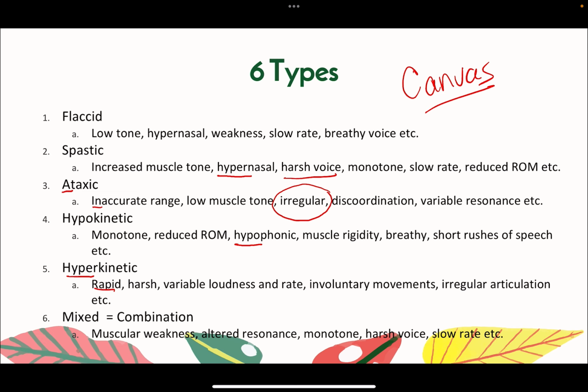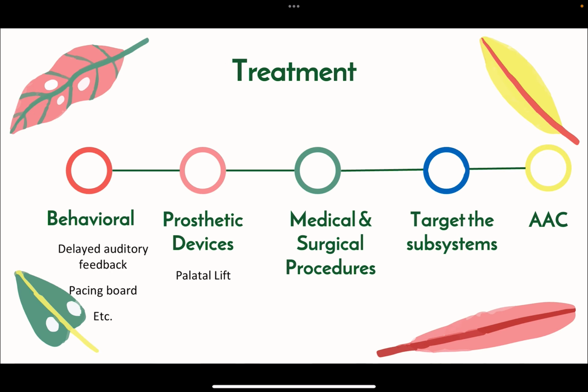You want to be able to identify what type of dysarthria my client has. Then we're going to get into the treatments. And like I said, the reason why you need to know the treatments is because you have to be able to write a goal based on the type of treatment that you're going to have. So these are your general types of treatments that we have for our various clients. So you want to think about what is the best treatment for my client.